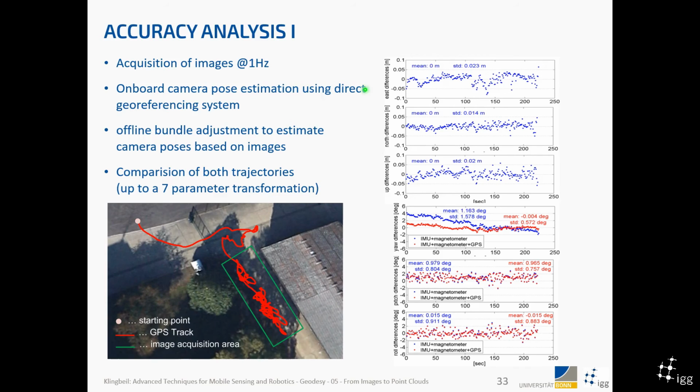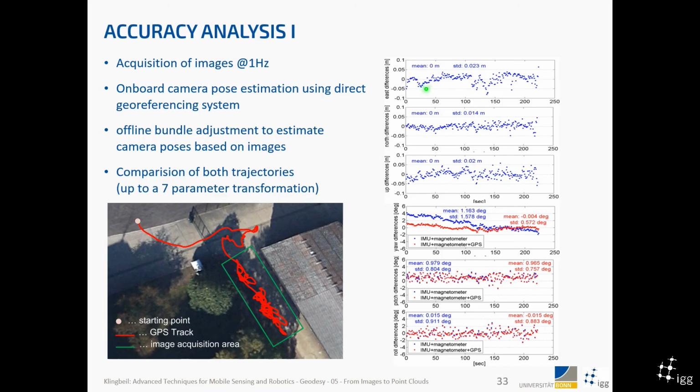What we then did is we tested the algorithm that we calculated on board in real time, and we tested the accuracy by comparing it with an offline bundle adjustment. So we used the bundle adjustment that we talked about before to generate position and orientation of the cameras, and we compared this position and orientation from the bundle adjustment with the position and orientation that we derived in real time on board.